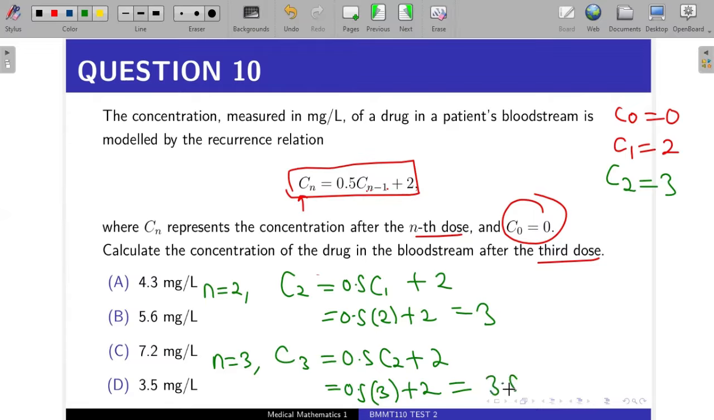So this is 3.5, and we know that the concentration is measured in milligrams per liter. So after the 3rd dose, the concentration will be 3.5. So you look at your options. Is there a 3.5? Yes, I can see it. It's there. So you pick it as your best answer. Okay. So any questions there?